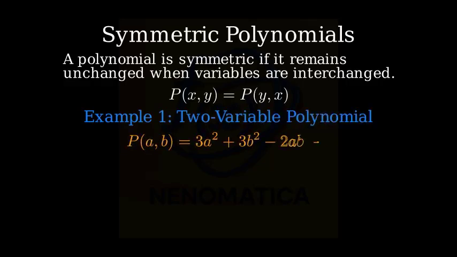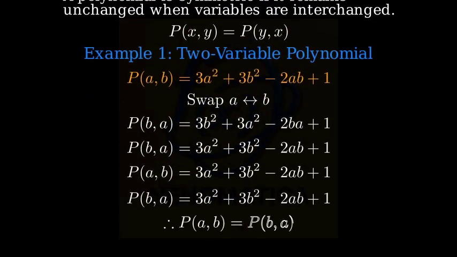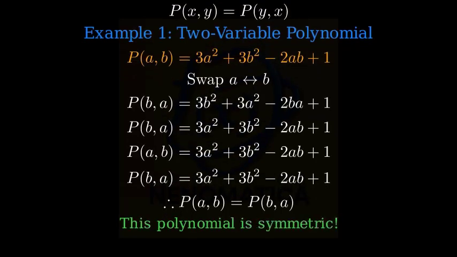Consider the 2-variable polynomial p of a and b. p of a, b equals 3 times a squared plus 3 times b squared minus 2 times a times b plus 1. To check if this is symmetric, we swap all occurrences of a with b and b with a. This gives us p of b, a equals 3 times b squared plus 3 times a squared minus 2 times b times a plus 1. Rearranging the terms: 3 times a squared plus 3 times b squared minus 2 times a times b plus 1. Since p of a, b equals p of b, a, this polynomial is symmetric.